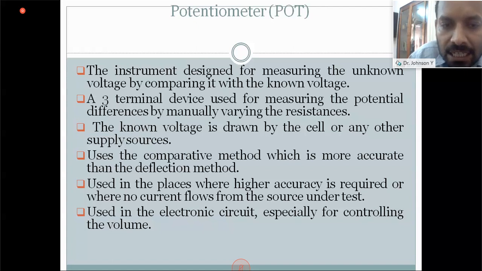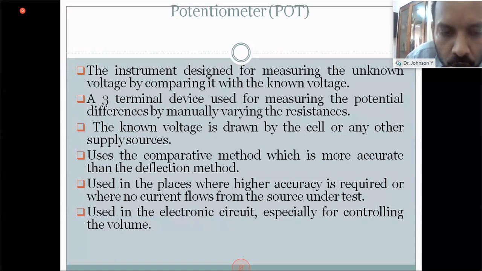The potentiometer is actually a device, an instrument, which is designed to measure an unknown voltage by comparing it with a known voltage. That is, a known voltage is there, and an unknown voltage is also before us. So how do we find the value of the unknown voltage? That can be measured by comparing that value with the known voltage. By that method, we can find out the unknown voltage.